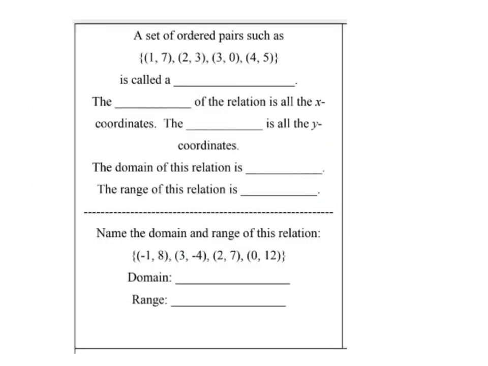So now on this part of your notes, it says a set of ordered pairs such as (1, 7), (2, 3), (3, 0), and (4, 5) is called a relation, or a relationship. So X and Y will have a relationship. Right now we're just learning how to plot the graphs, but later on we're going to see it whenever we're plotting numbers in order to represent an equation. It could be representing a proportion, a ratio, something in that manner.